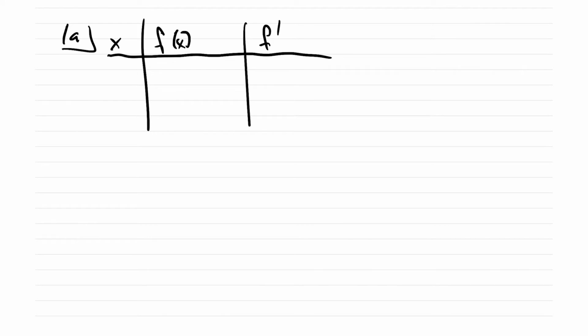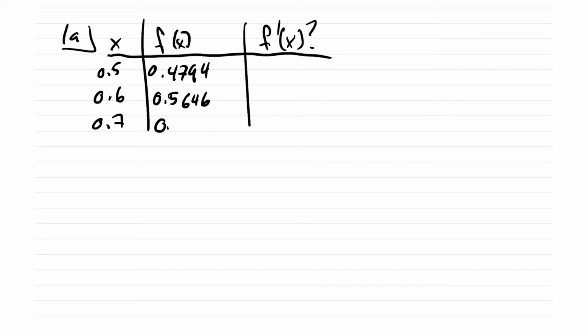So if we take a look at say 1 and A, they give us this table. And so they tell us I want x, we have f of x, and then the question is, what is f prime of x? And they give us several significant values, so 0.5, 0.6, and 0.7 for these guys, so our h is going to be 0.1. And here we have 0.4794, and we have 0.5646, and then we have 0.6442.